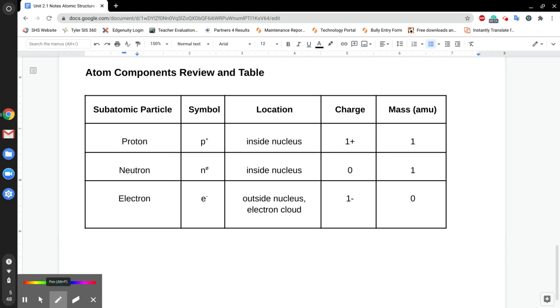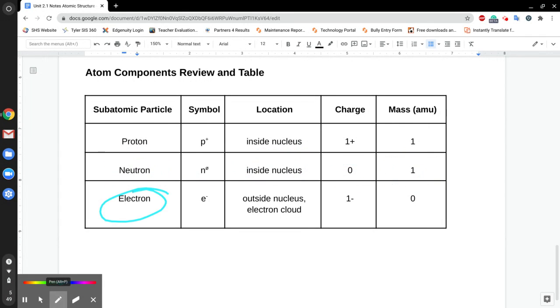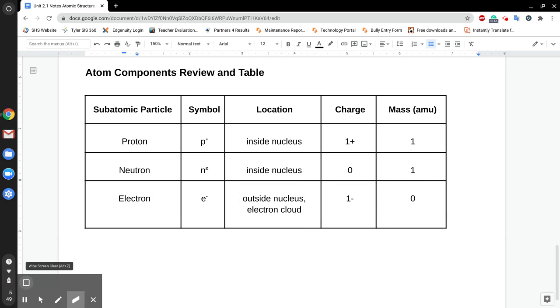Then we have neutrons. This is the symbol right here. It is found inside the nucleus. It doesn't have a charge, but it also has a mass of about 1. And then you've got your electron. Here's its symbol. It is outside the nucleus in the electron cloud. Its charge is negative, and it is pretty close to not having any mass at all. It does have mass, it's super duper tiny, so we don't really worry about it. But anyway, the last thing that I'm going to show you is a really neat website.